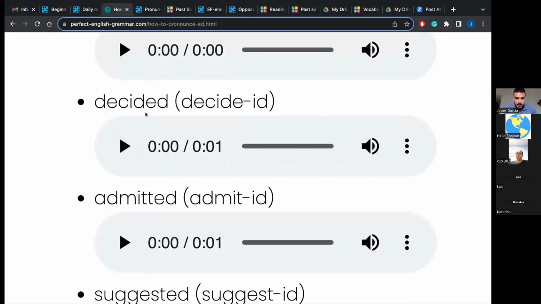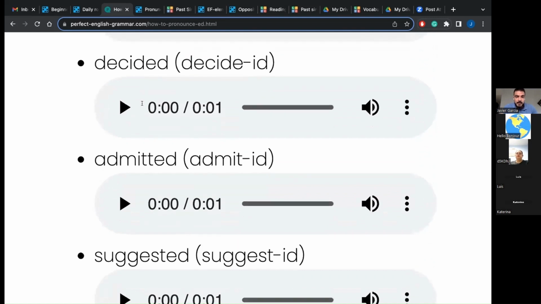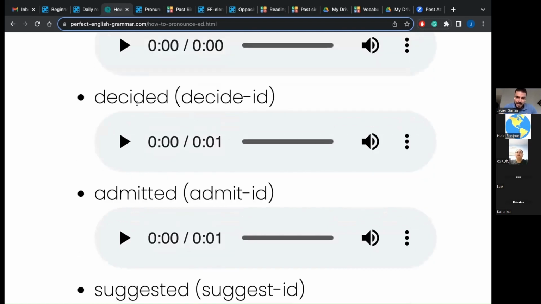Well, in this case, for example, it's this letter, okay? This is the last letter, but it's silent. So since it's silent, the last sound of the letter is D, for example. So that's why we say decided, okay?